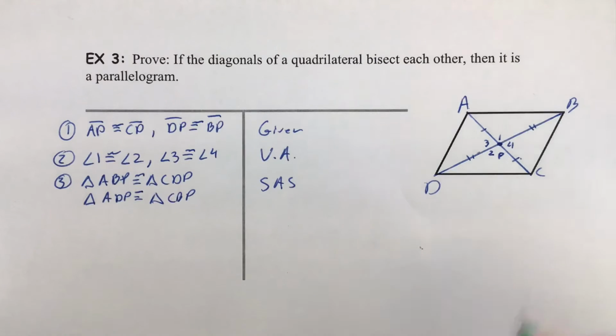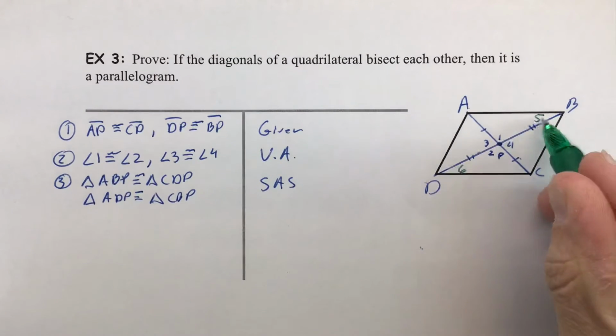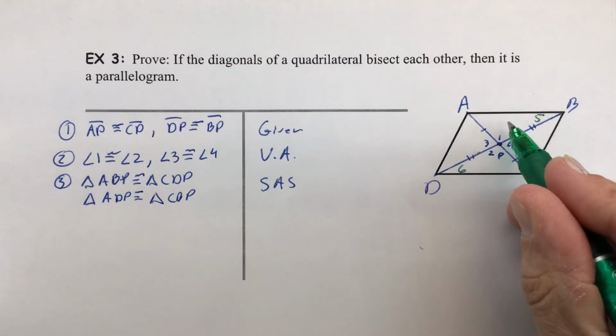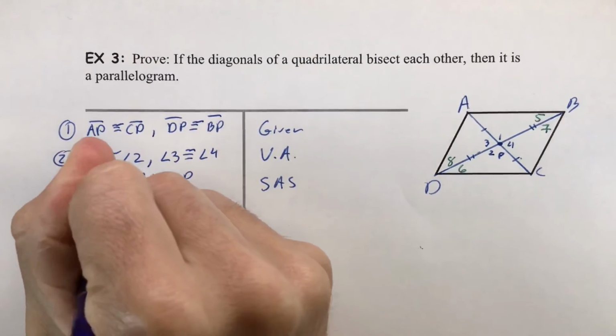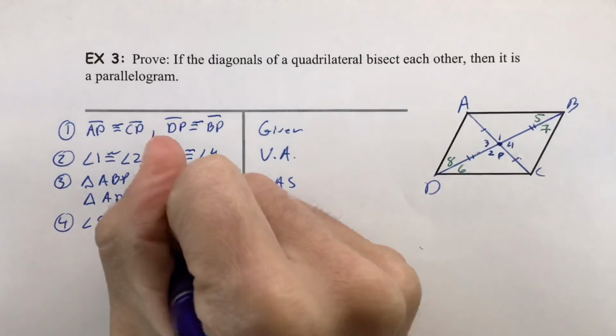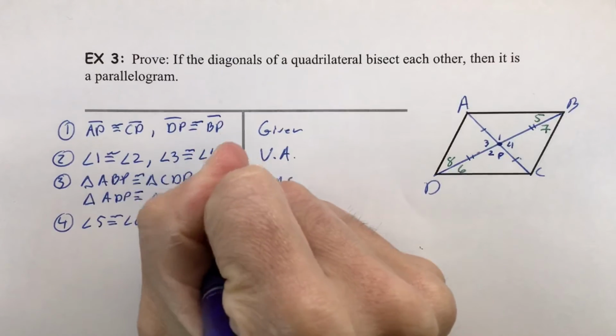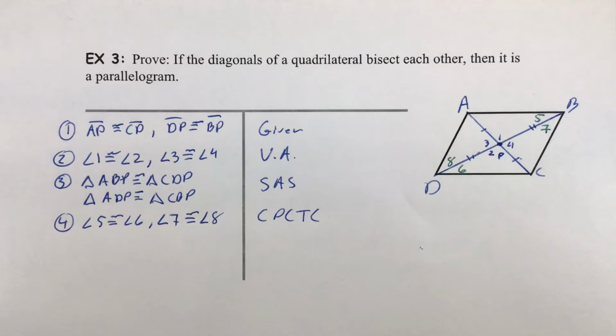So I'm going to label a few more angles here. I'm going to call that 5, that's 6. And these two will be congruent by CPCTC between the top and the bottom triangles. Likewise, let's call this 7. Let's call that 8. And those will be congruent by CPCTC as well, but between these two triangles. Okay, so for 4, let's list all that. That was 5 and 6, and 7 and 8. Reason is CPCTC.